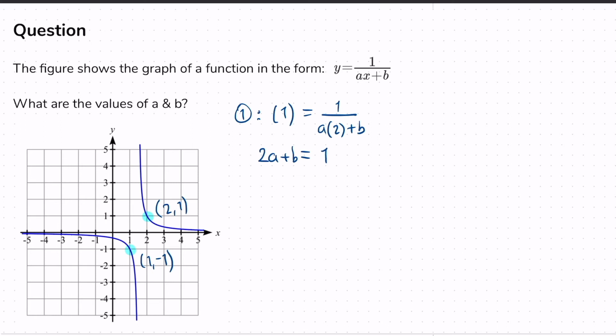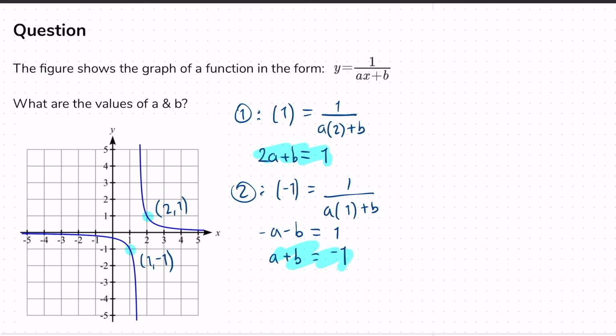I multiply both sides by 2a plus b. Well, what about point 2? Well, I substitute in y is negative 1, x is 1, so I end up with negative 1 times, well, this is negative a, take away b, equal to 1. I'm going to multiply everything by negative 1, just so I'm playing around with positive numbers on the left-hand side.